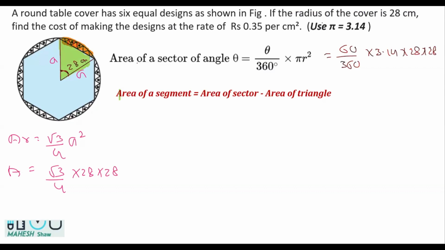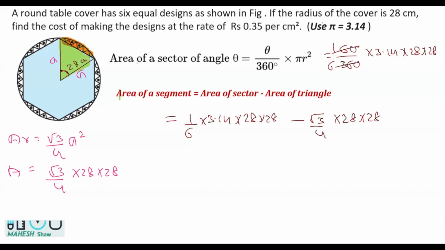Once we have the value of the sector and then the triangle, we can subtract them to get the area of this segment, one segment, right? So I'm going to replace the values here. This is 1 by 6, so this is 1 over 6 into 3.14 into 28 into 28. From there, I'm going to subtract the area of the triangle, root 3 by 4 a square, 28 into 28.